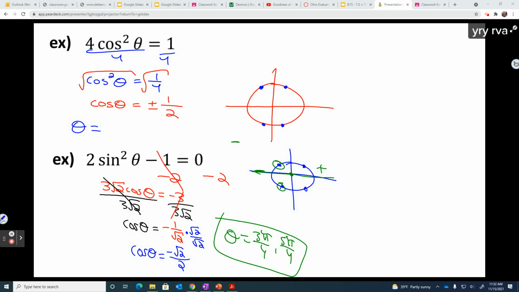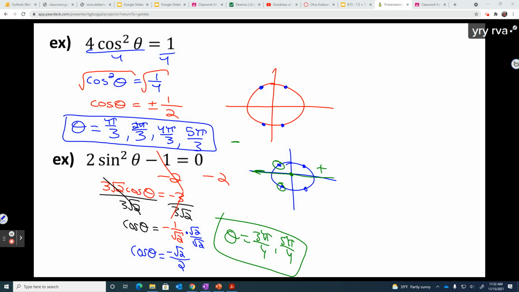All right, so what's the first value there where it's 1/2? Pi over 3. And the next one? 2 pi over 3. And down here. And last one. So those are the 4 answers there. You'll have all 4, all the places where the cosine is either positive 1/2 or negative 1/2.